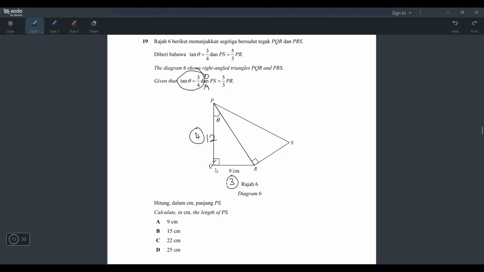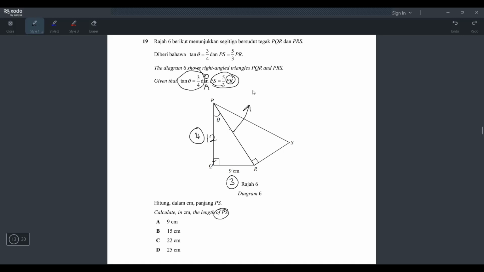And once I know my PQ is 12 and my QR is 9, I can find the length of PR by using Pythagoras theorem. But don't find it first. Let's see what they want. PS equals to 5/3 PR. What is this? So I think I can find my PR first. I can find my PR and then substitute the PR length in here, then I get my PS. And the final answer they ask for is PS. So yes, I can do it already.